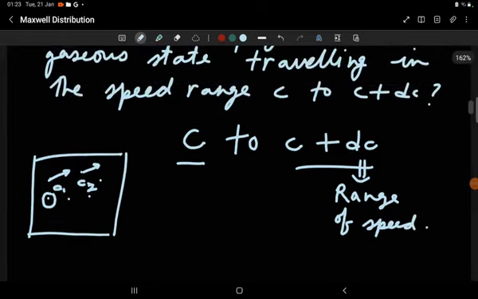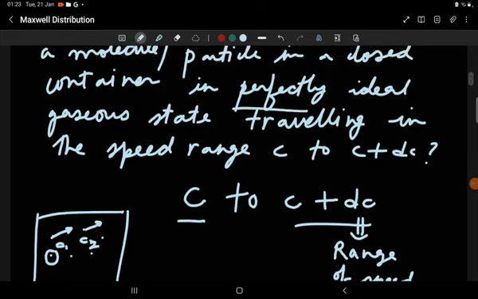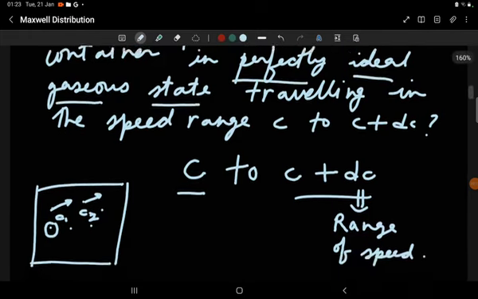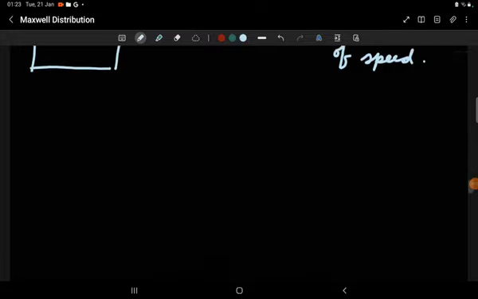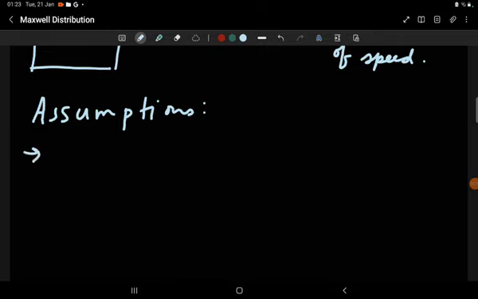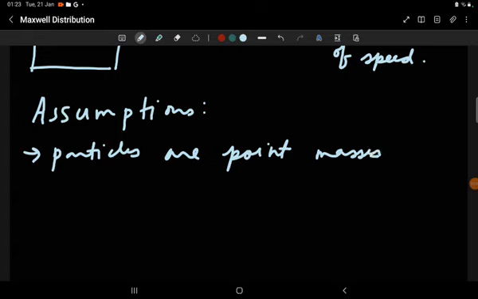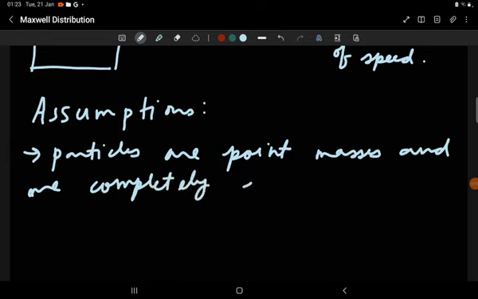Before we go on, we should define what we mean by the perfectly ideal gaseous state, and this actually forms a part of the assumptions of the distribution. A perfectly ideal gaseous state is one where the particles are point masses and are completely identical to each other. That is, no two molecules are different from each other.